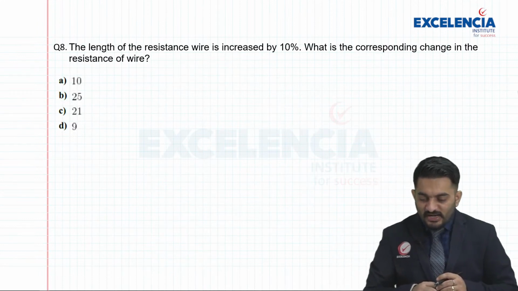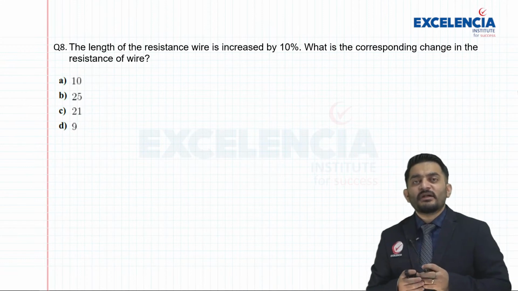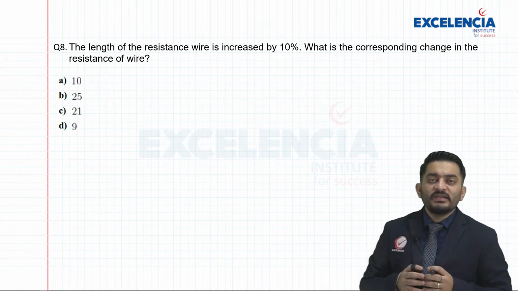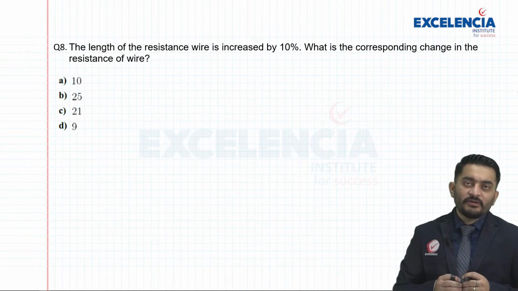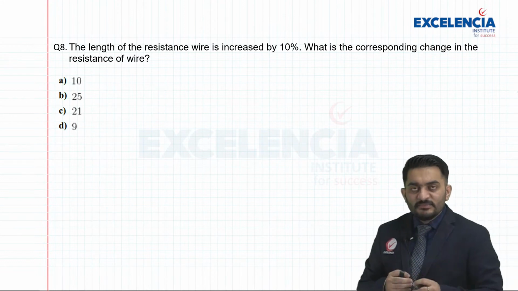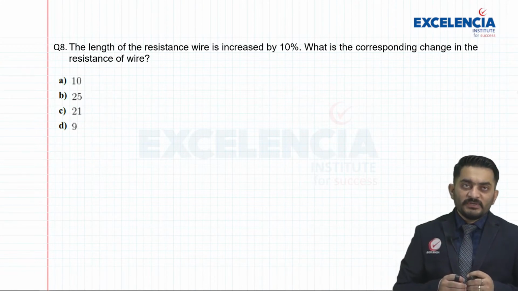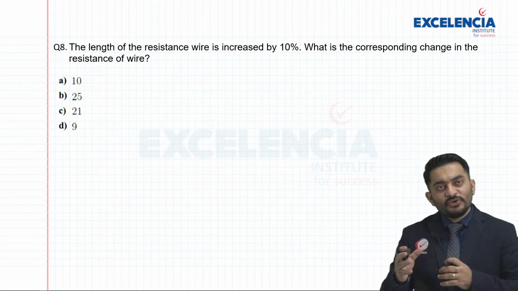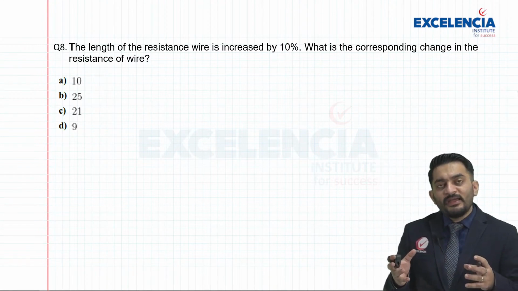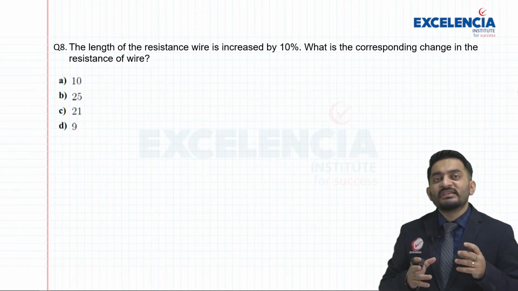Let's move on to question number 8. Question number 8 is again a simple question, but most of the time people spend a lot of time calculating this particular value over here. What you need to understand is it's a simple question which says that the length of a resistor wire is increased by 10%. What is the corresponding change in the resistance? I'll show you the long method, but I want you to remember one particular relation which you can directly use in the exam.